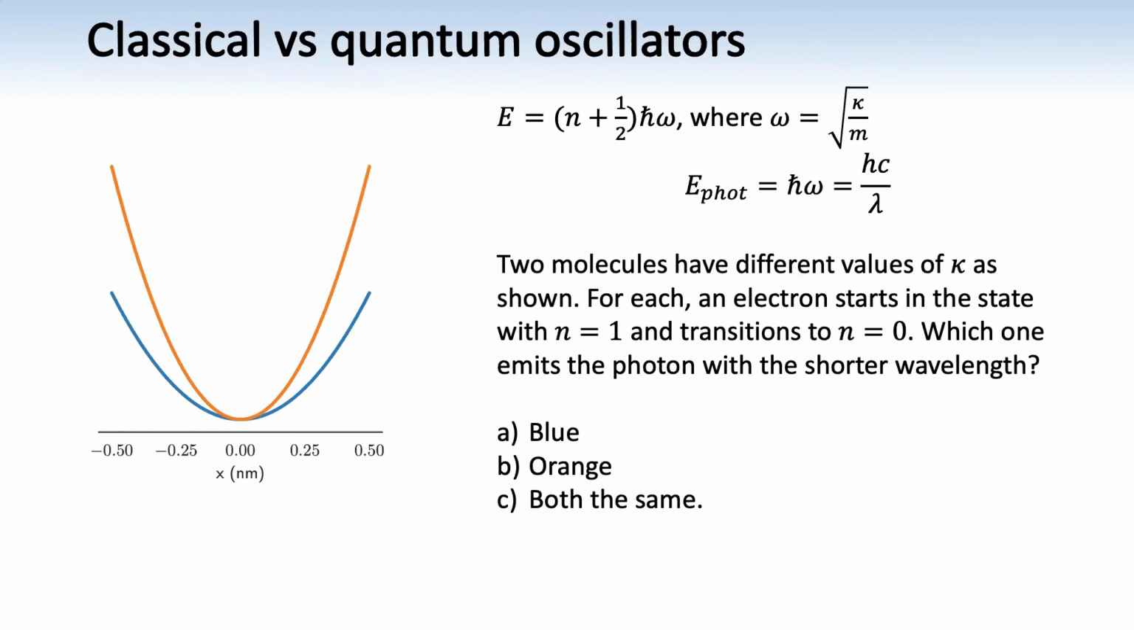Okay, so here is another question for you. Two molecules have different values of kappa. For each, an electron starts in the state with n equals 1 and transitions to n equals 0. Which one emits the photon with the shortest wavelength?